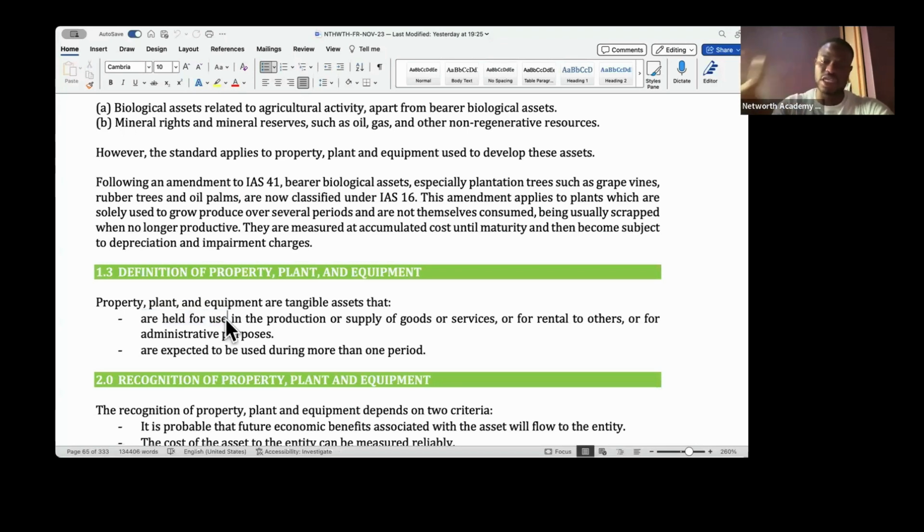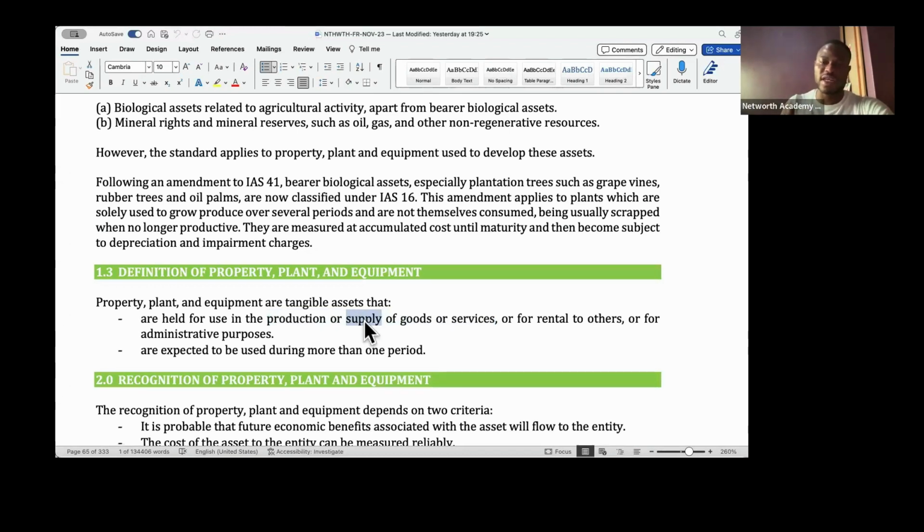And what are we using them for? There are three things we are using them for. One is either you are using it for production or supply of goods or services. An example of assets that you use for production or supply of goods or services will be the equipment or plant that you have in your factory, or any other machine that you use for production. Anything that you use for your production is most likely a PPE, or that you use for supply, like your delivery van that you use to supply your goods or services, is most likely going to be PPE.